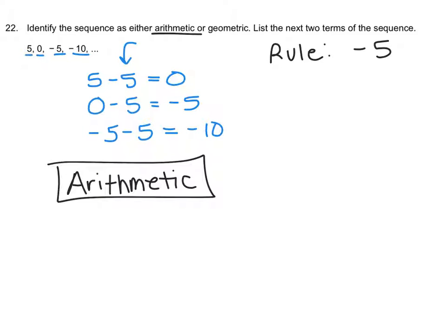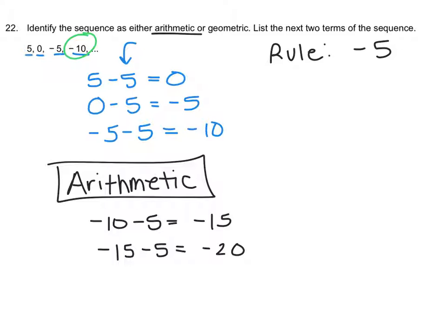Now I want to find the next two terms in my sequence. So I'll take the last term that's given to me, which is a negative 10, and I'm going to apply my rule, which is minus 5. So I have a negative 10 minus 5, and that gives me a negative 15. So the next term in the sequence is negative 15. Now I want to find one more term. So I'll take the negative 15, subtract 5 from it, and I get negative 20. So the next two terms in my sequence are negative 15 and negative 20.